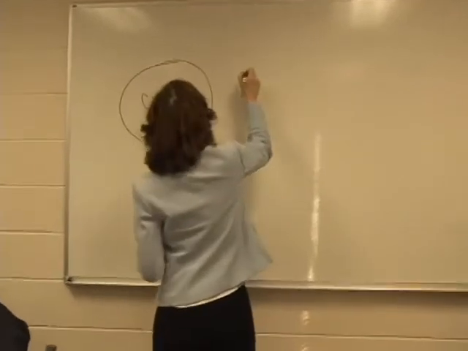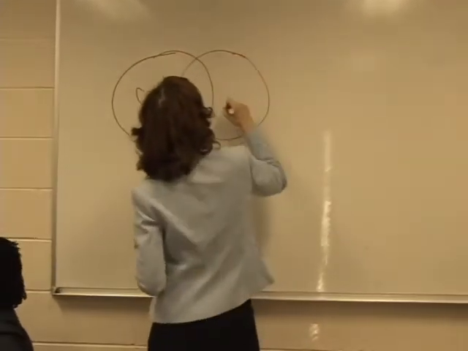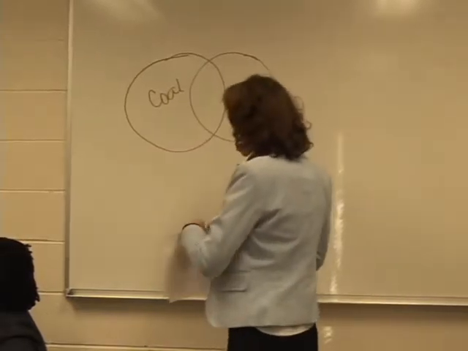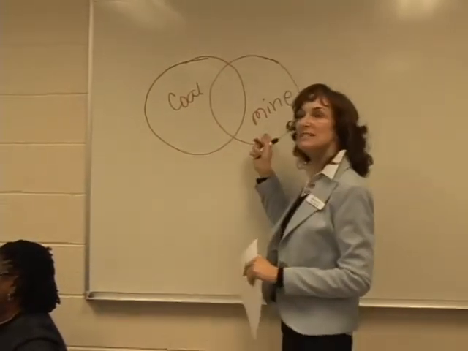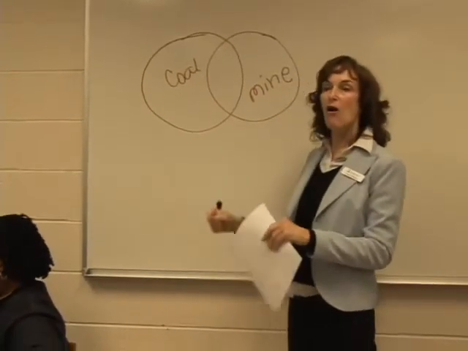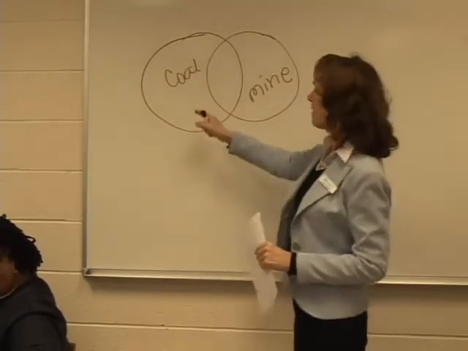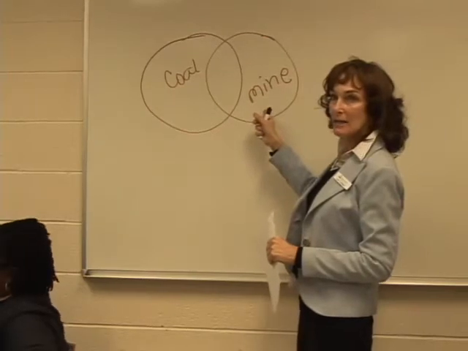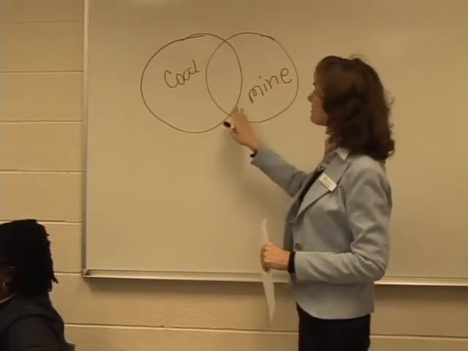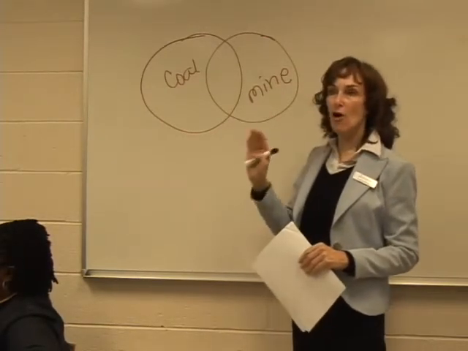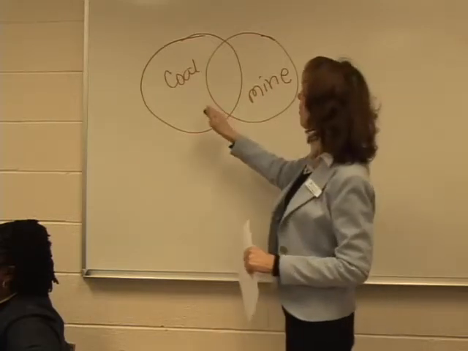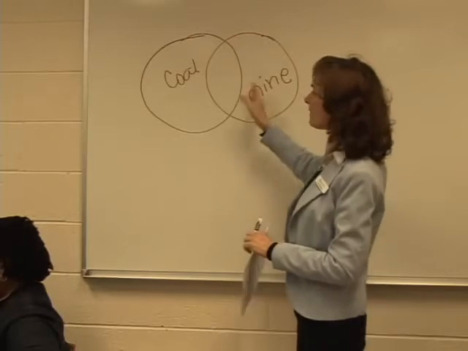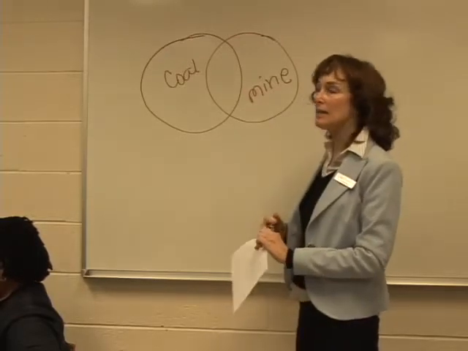This is the word coal, and this is the word mine. Each one of these circles represents a set of all the articles that have the word coal in it, or have the word mine in it. Now, if I want to find only those articles that have the word coal and the word mine in it, what part of this would I color in to show?